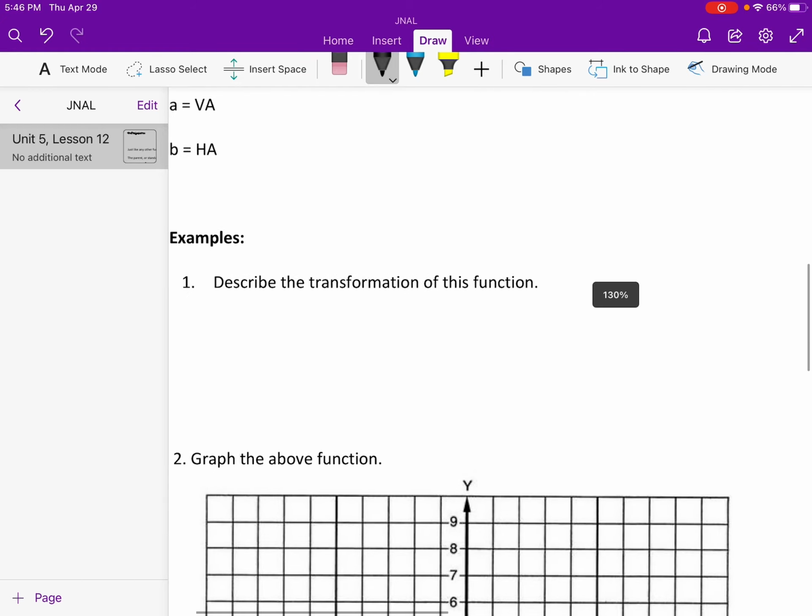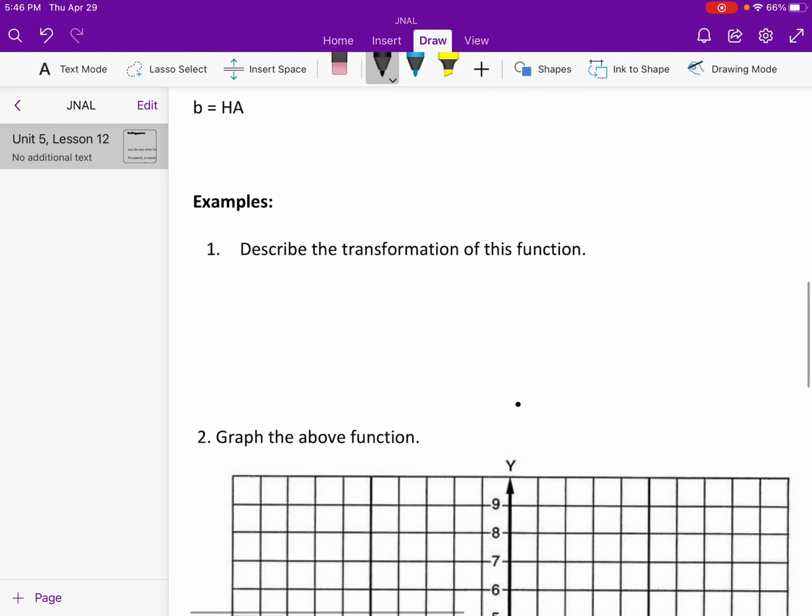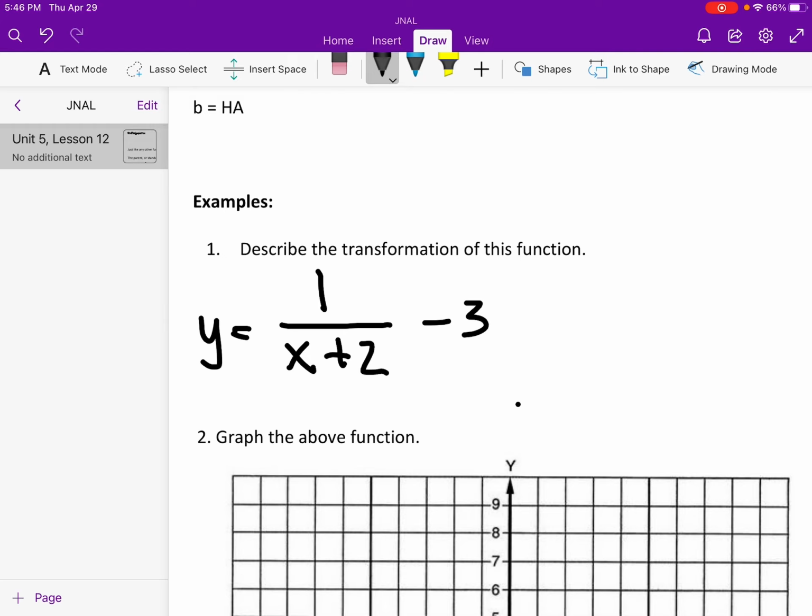Okay, so describe the transformation for this function. What function? I forgot to draw it, so let me draw one. So let's say we have y equals 1 divided by x plus 2, minus 3. Okay, so describe the transformation. So first, basically just remember NAB. That tells you what it is.